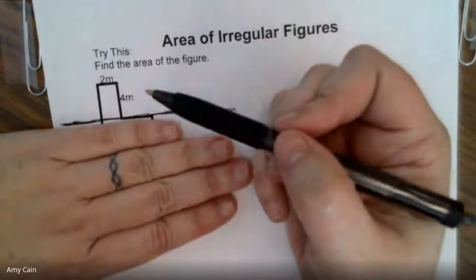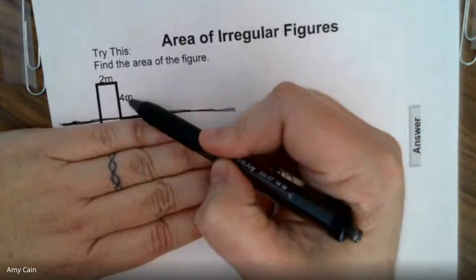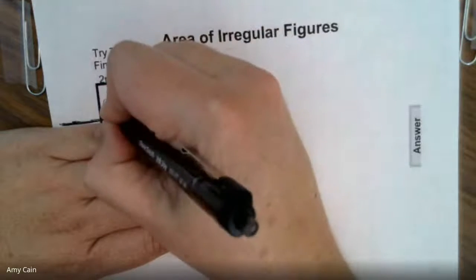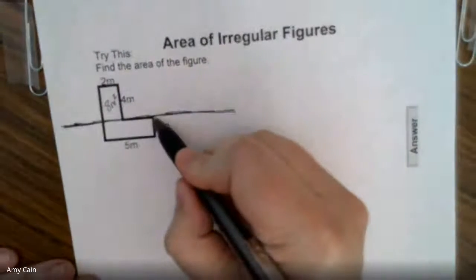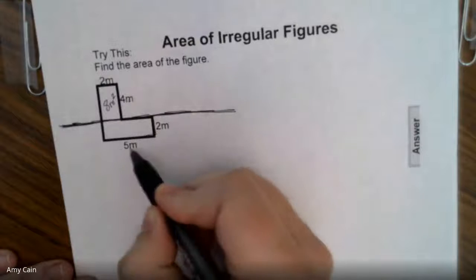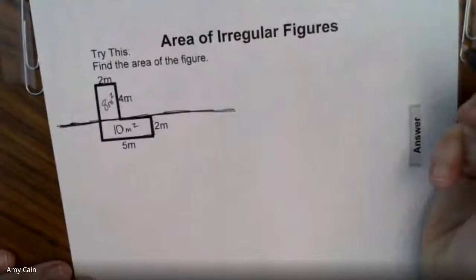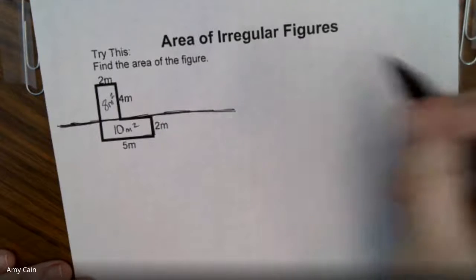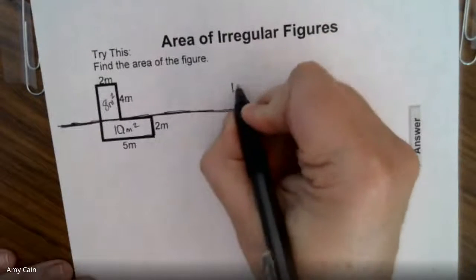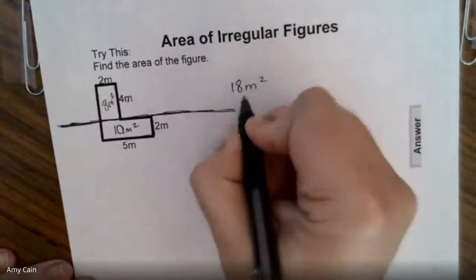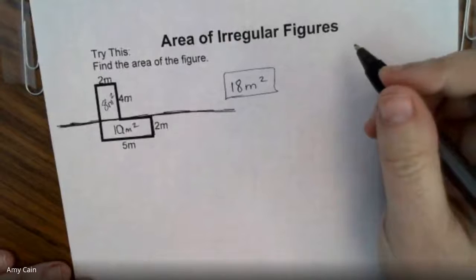We're not looking at this bottom one. We're just looking right here at length times width. And what is 2 times 4? That's 8 meters squared. Then if we look down here, we have a 2 and we have a 5. 2 times 5 is 10 meters squared. We're squaring it because it's area. Now we just add these two. 10 plus 8 equals 18 meters squared. And that's how you find the area of this irregular figure.